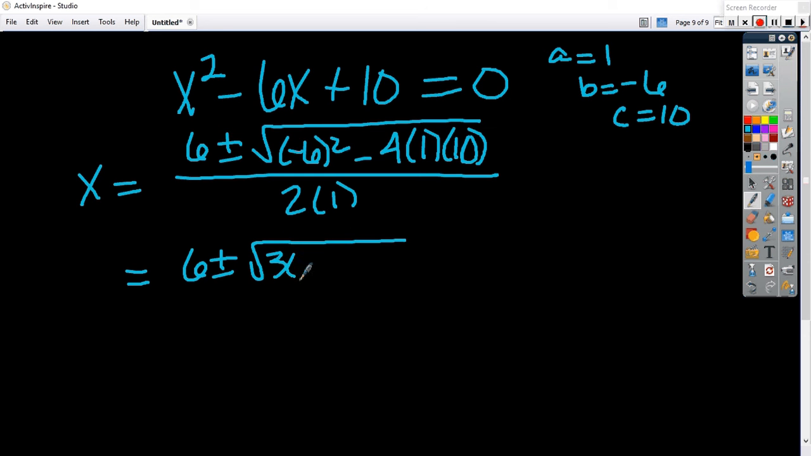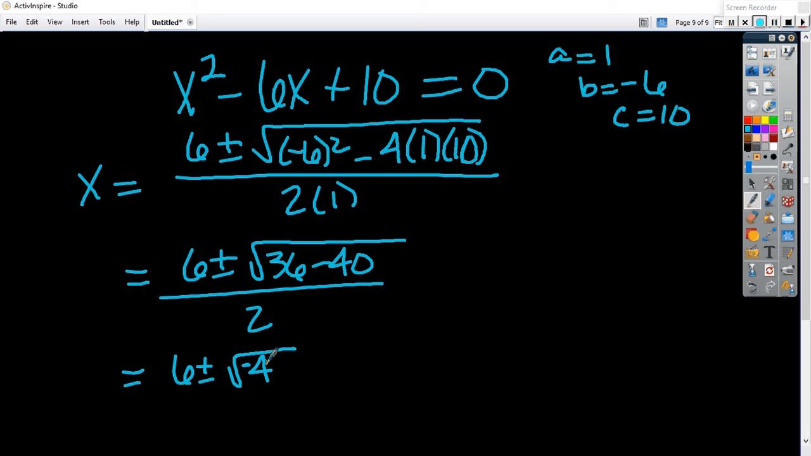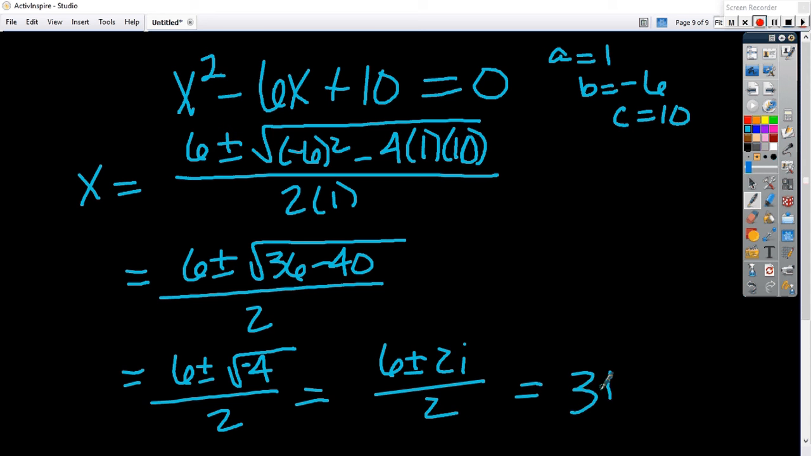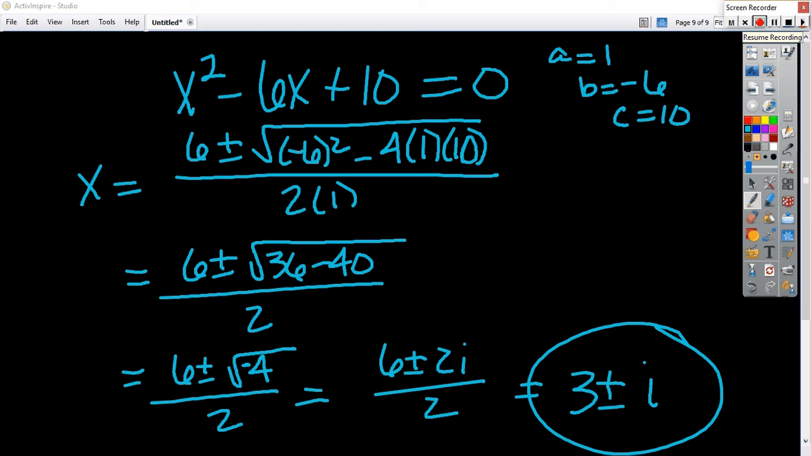All right, 36 minus 40 over 2. So 6 plus or minus the square root of negative 4 over 2. Uh-oh. I got an i. But I can leave it, or I can take a 2 out of everything and simplify it. So I get 3 plus or minus i.